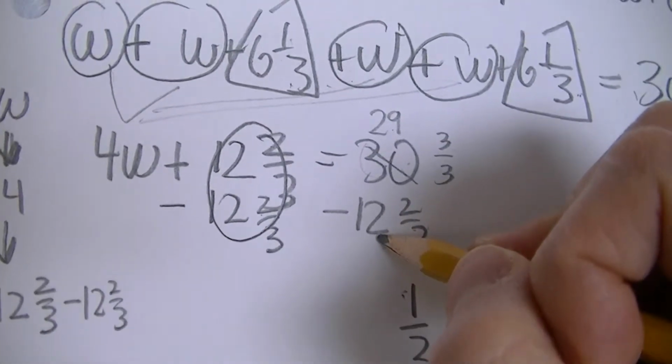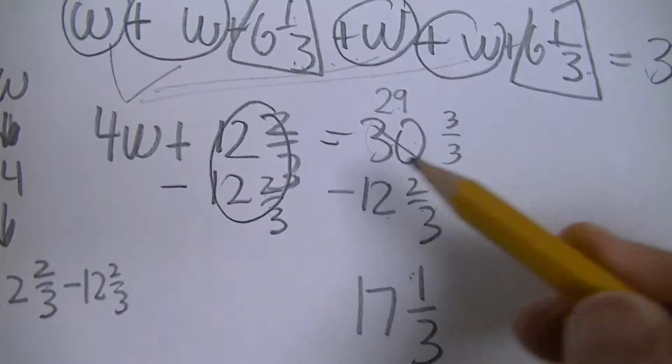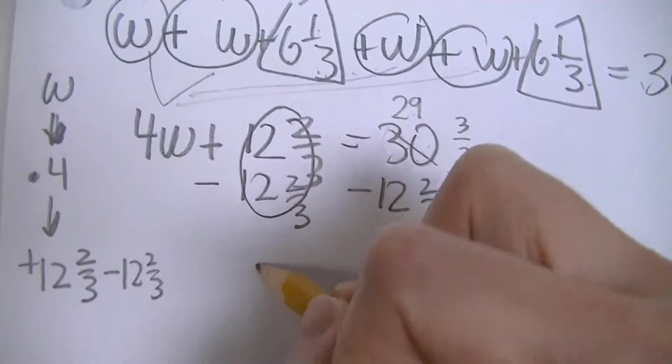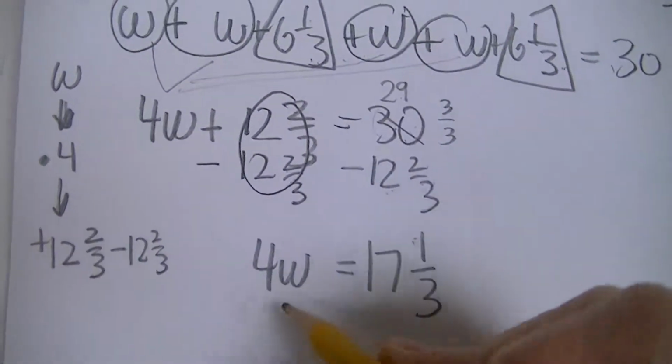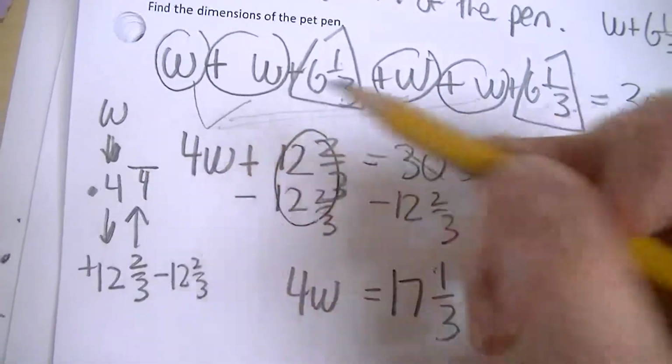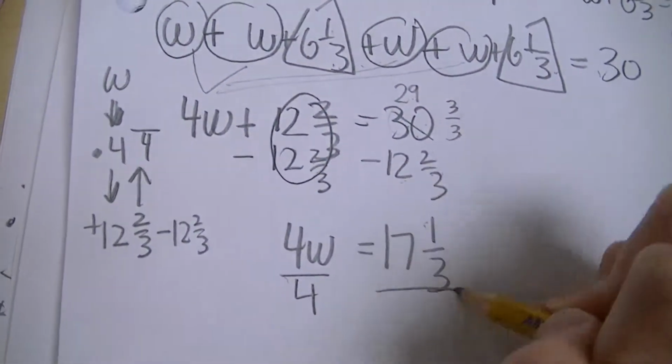29 minus 12 is 17. So 30 minus 12 2/3 is 17 1/3. Okay, bring down your equal sign and bring down your 4W. Now that you've simplified it, go on back up. The inverse operation of timesing by 4 is to divide by 4. So that's what we're going to do to both sides.